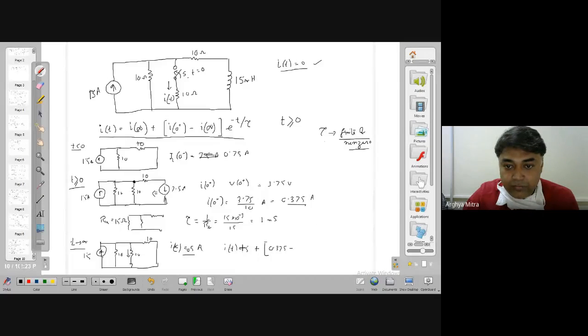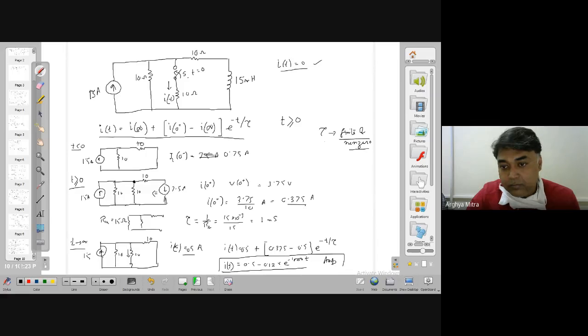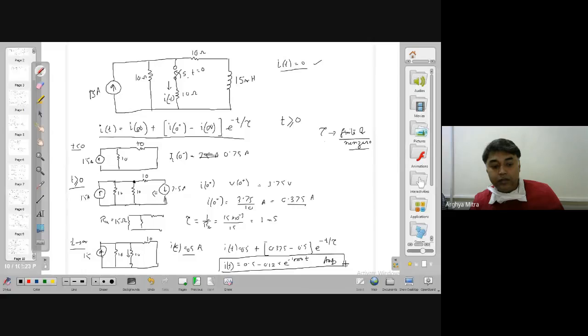So it is 0.5, then e to the power of minus t by tau. Tau is 1 millisecond. So your answer will be 0.5 minus 0.125 e to the power minus 1000 t, that much ampere. Okay, that will be the answer.